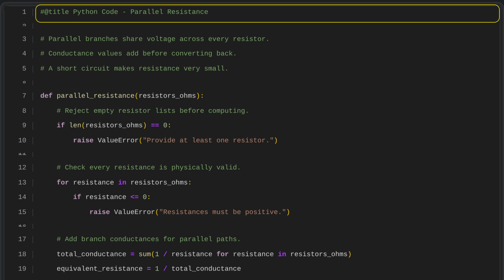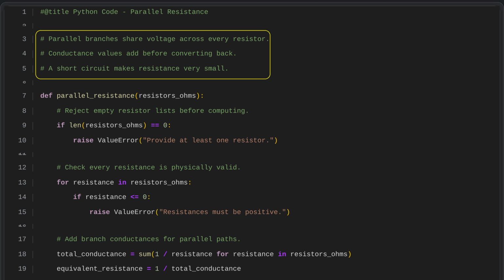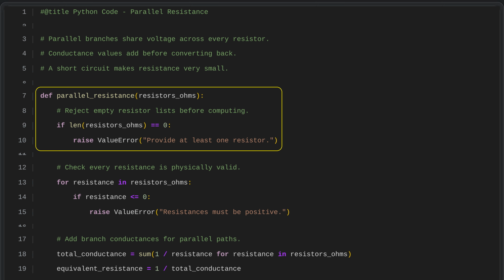Python code, parallel resistance. In a parallel circuit, each branch has the same voltage across its resistors. To find the equivalent resistance, add the conductance values first, then convert back to resistance. A short circuit creates a path with very low resistance. The function first checks whether any resistors were provided.